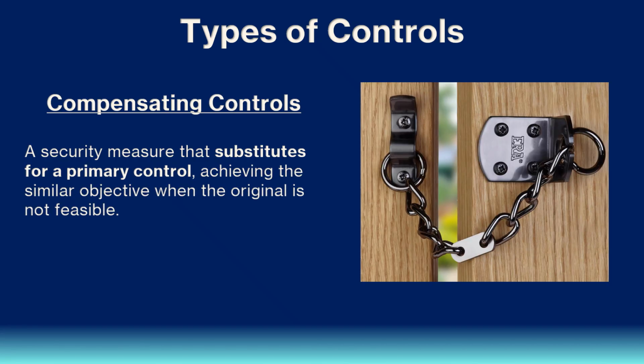Compensating controls are backup measures that step in when the primary control isn't enough. Think of it like adding a chain lock when your lock is weak. These controls don't replace the main defense, but they provide extra protection to keep the environment secure. So, this is the last control.